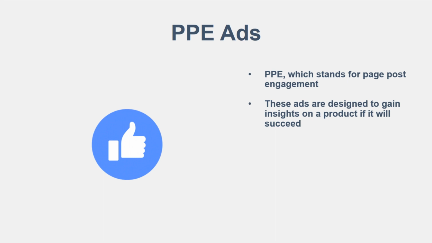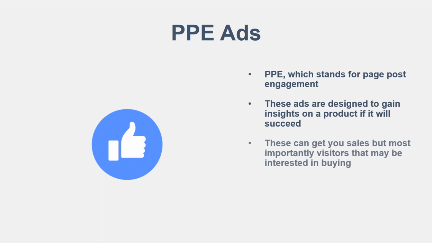And so these are designed to kind of test audience insights, okay? They can get you sales, but most importantly, it's visitors that may be interested in buying. So we're going to go over how to set all these things up later in this module. Just want to stress that we're not right now. We're just kind of explaining what all these aspects are, what all these things are before we really dive into it. Okay, so these are visitors that could be interested in buying.